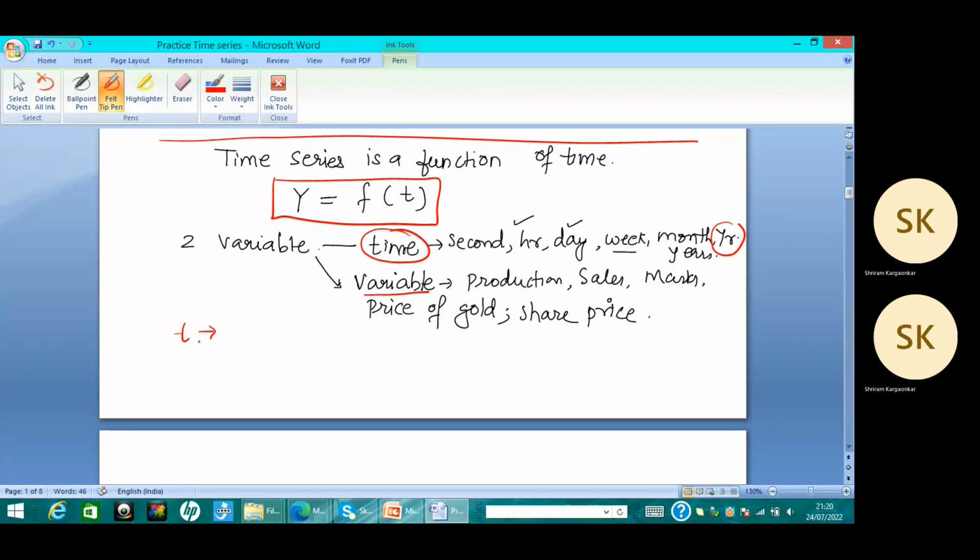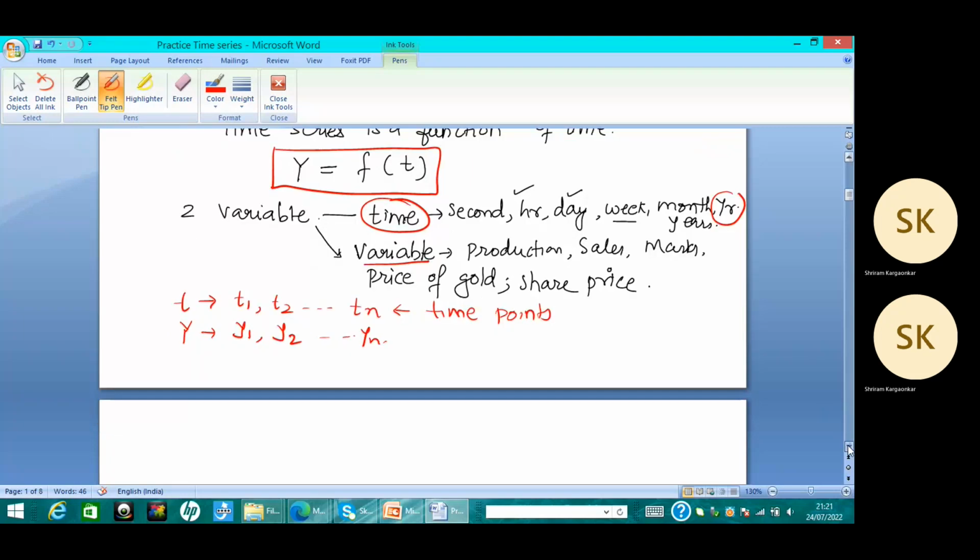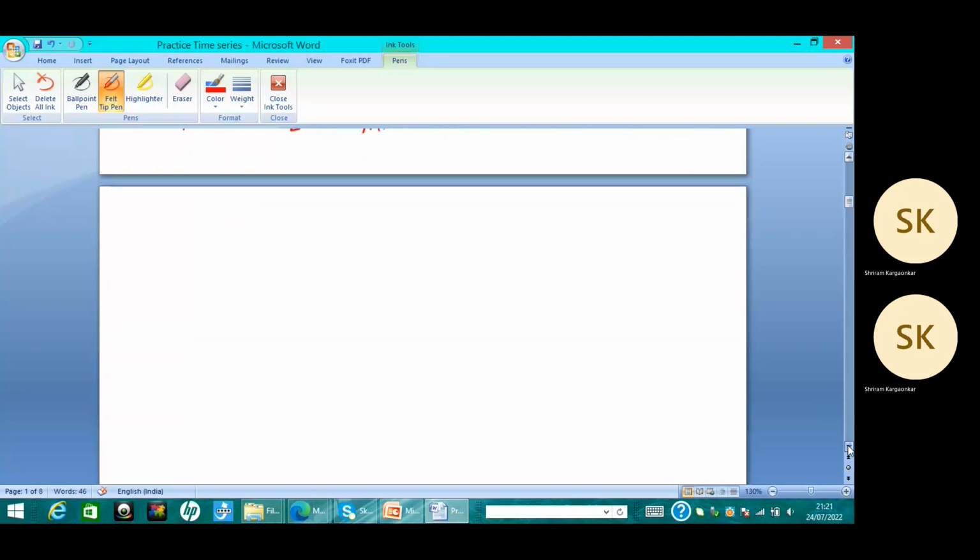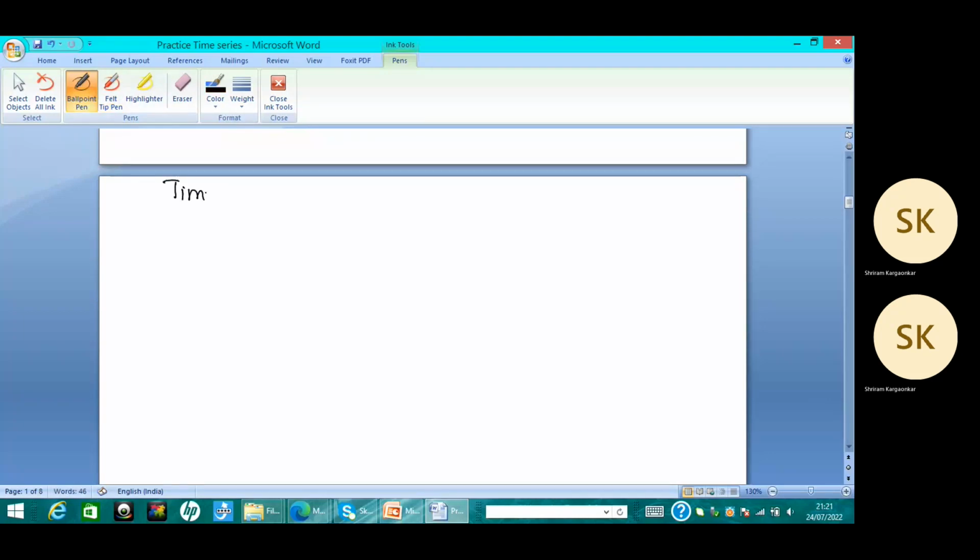Generally the time variable we denote by time points t1, t2, t3, tn. These are called the time points. And y means the time series variable, which takes values y1, y2, and so on. If I explain in a simple way, how does time series data look? It is usually in this form. This is the time point, and this is the value of the variable at that time.